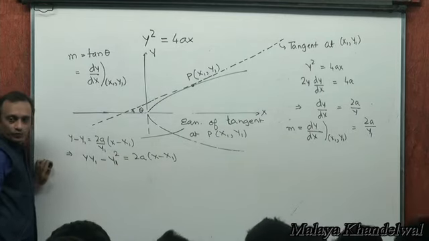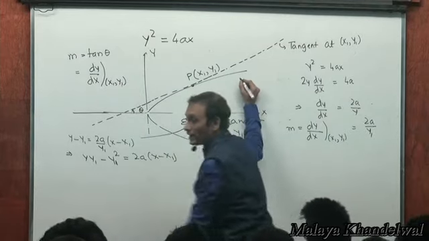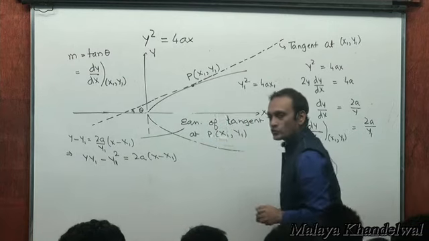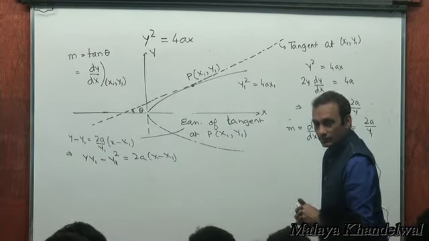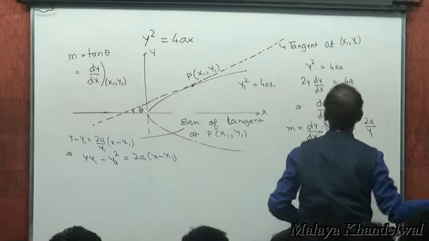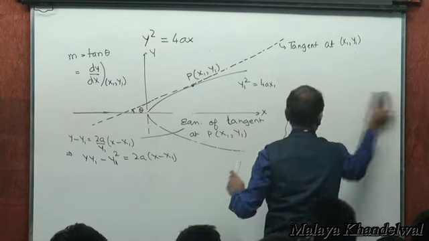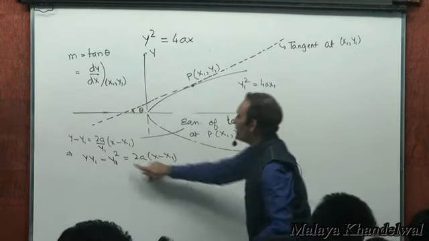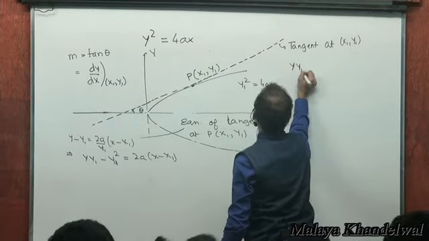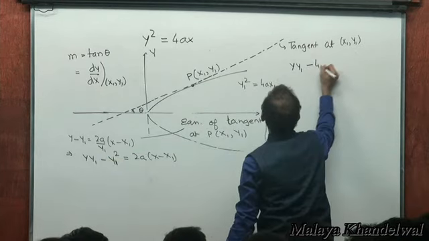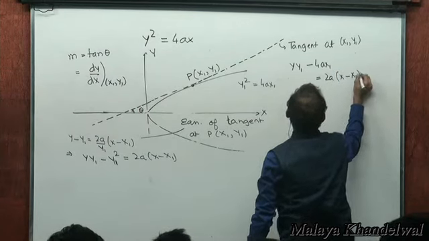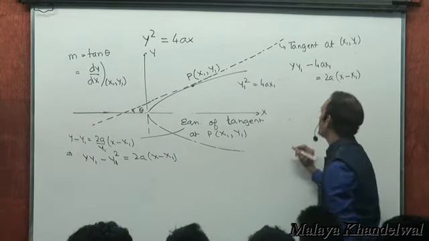Yes or no? But x1 y1 is a point on the parabola, so y1 squared must be 4a x1, because x1 y1 is a point on the parabola also, so it satisfies the equation of the parabola. Now replace this y1 squared by 4a x1. So equation of the tangent y y1 minus 4a x1 equals 2a into x minus x1. That's the equation of the tangent at x1 y1, right?